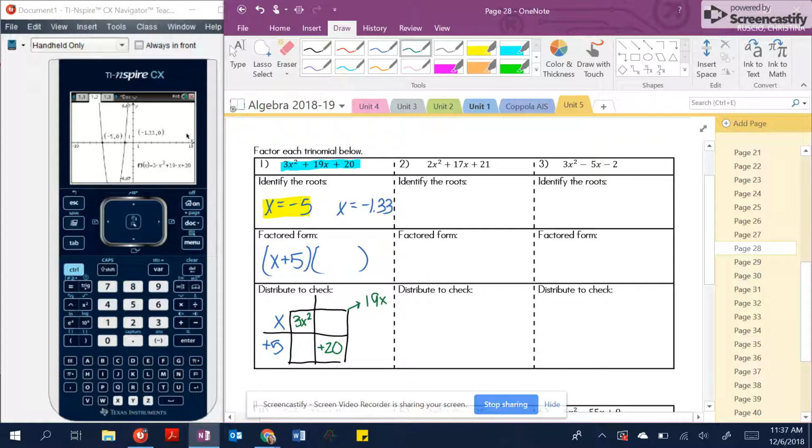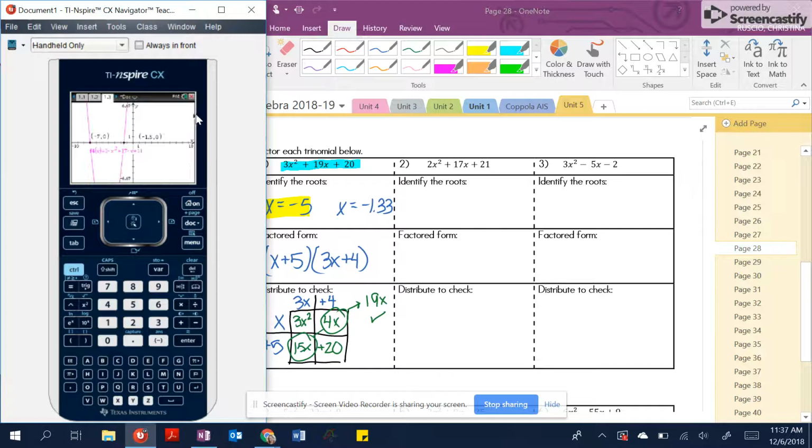All right, so let's think backwards. How can I get 3x squared? What times x is 3x squared? Yep, 3x. What times 5 is 20? Yep, that's 4. So if I check and fill in these other two boxes of 4x and 15x, 15x plus 4x should be 19x. It is. So 3x plus 4 is my other factor. Okay, cool. So let's go on to the next one.